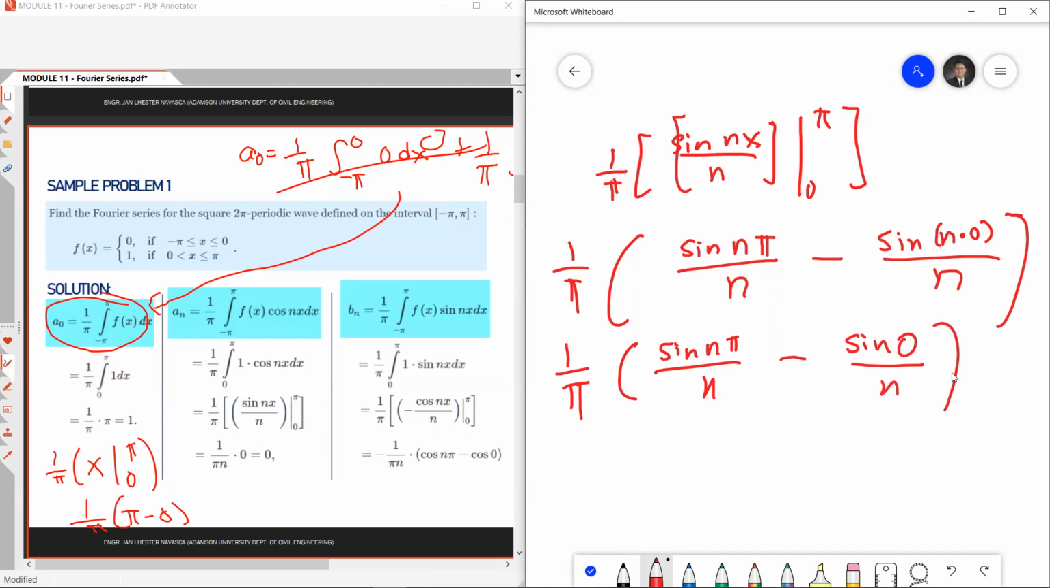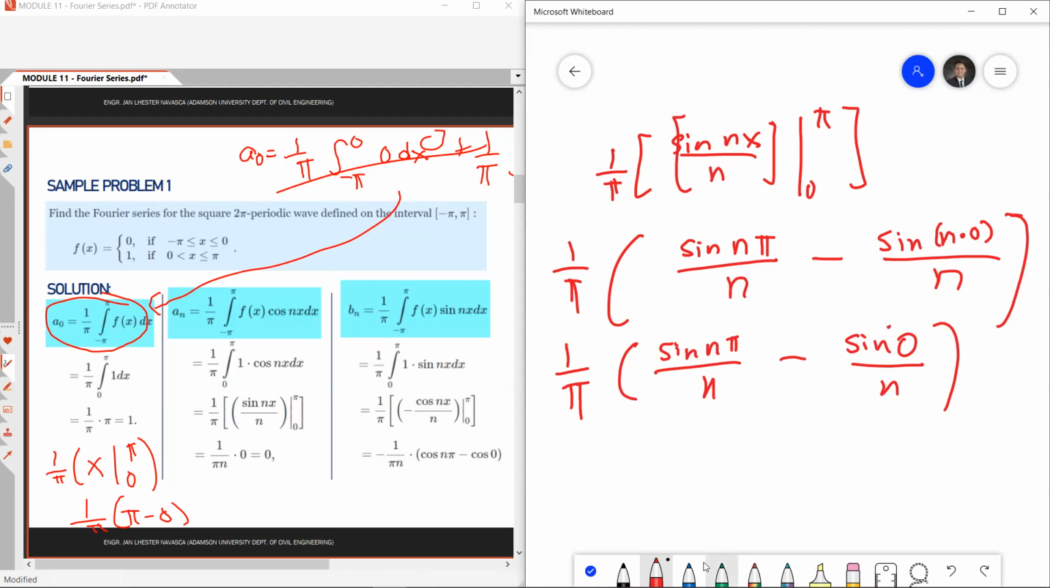So if you get your calculator, then set nyo as radian. Yung sine of 0 is always 0, tama? Ang sine of 0 is always 0.